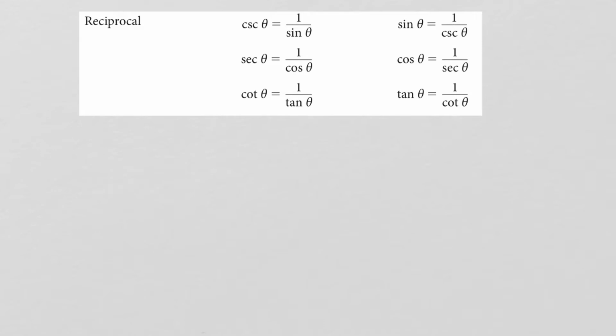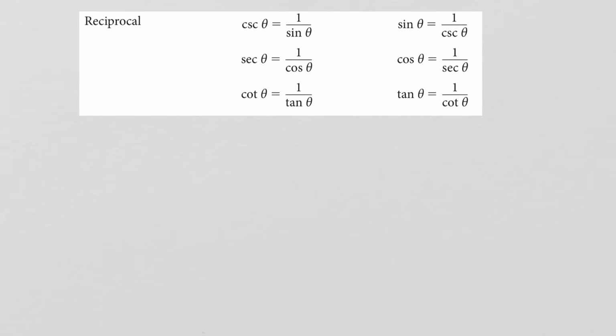The first group of identities are called the reciprocal identities. And they are called the reciprocal identities because, as you can see in the first one here, it says the cosecant is equal to 1 divided by the sine function. Now, when you take 1 and you divide it by something, that is what we call the reciprocal of that thing. So we're saying cosecant is the reciprocal of sine. Likewise, sine is the reciprocal of cosecant.